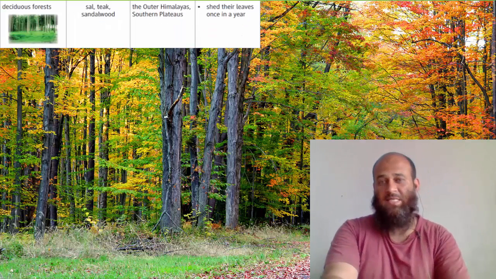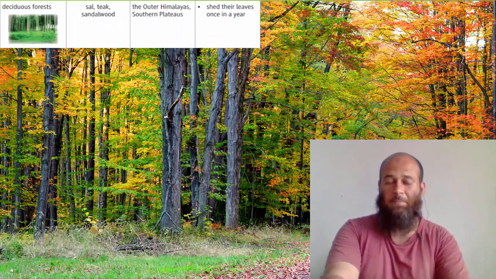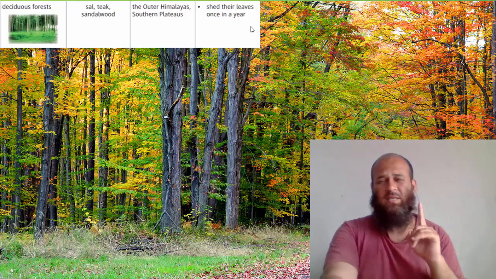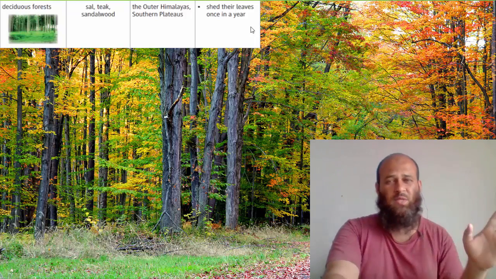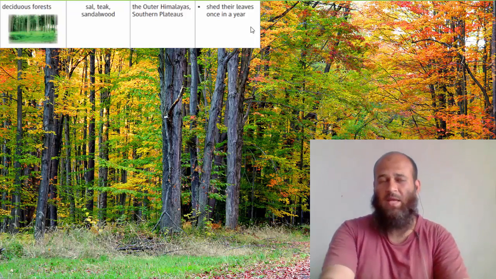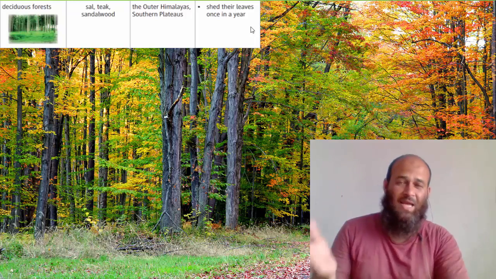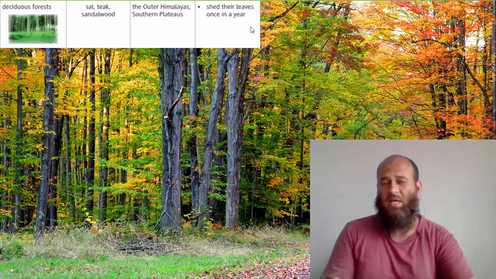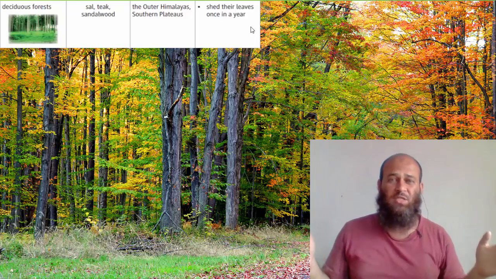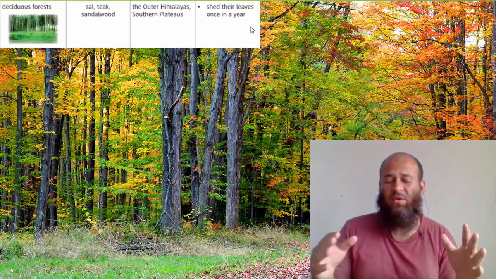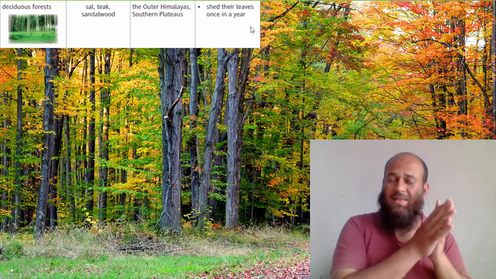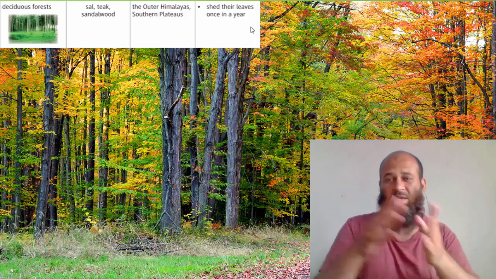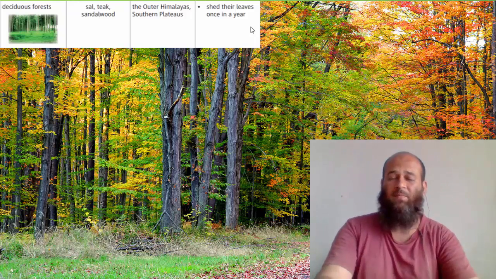Then we have deciduous forest. These shed their leaves at least once in a year. For 6 to 8 weeks they shed their leaves. But again, the same thing happens just like evergreen forest. All the trees do not shed their leaves together. That's why we see them to be green. The forest looks green. If one tree is shedding, the other trees are there to cover it up.